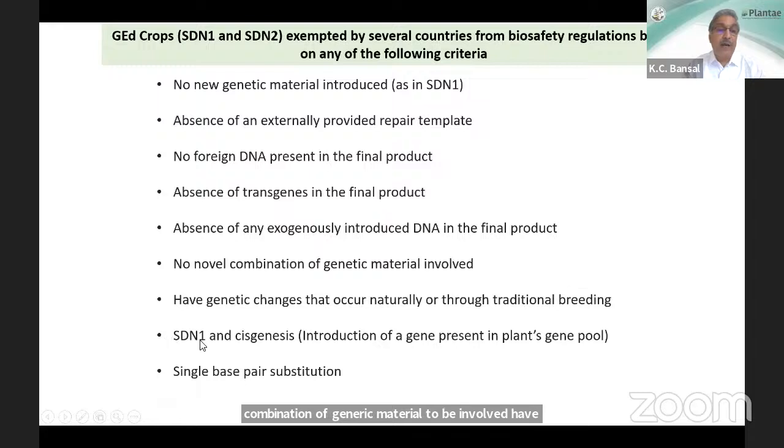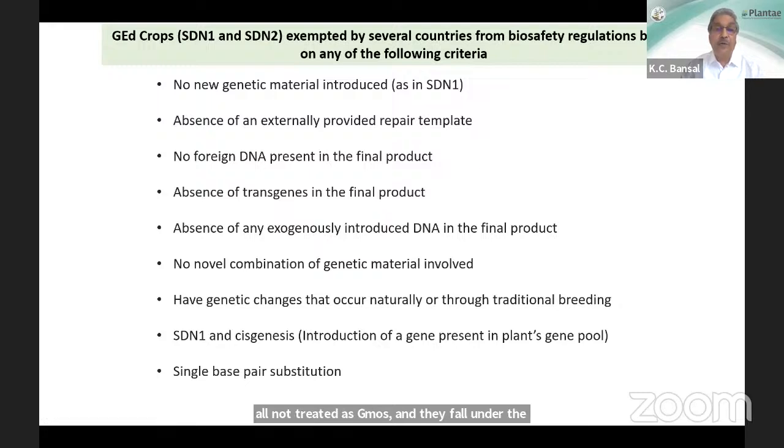And particularly SDN1, as some other countries mentioned, this is overall, I'm taking from some examples, and cisgenesis, where there's introduction of a gene present in the plant gene pool or the varieties, or one that could be transferred through compatible sexual hybridization. Such genes, or even a single base pair substitution, are supposed to be not treated as GMOs, and they fall under the category of either SDN1 or SDN2.